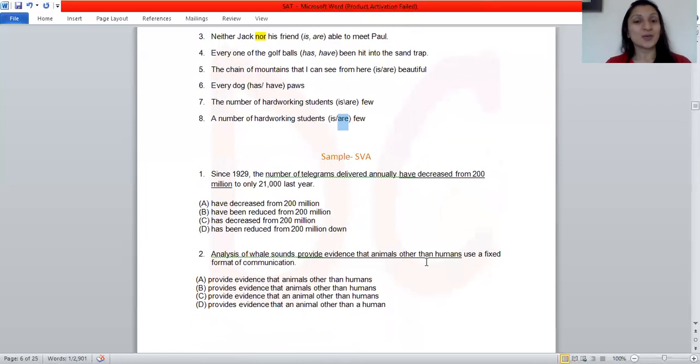Now we are moving to the questions. So let's see how are subject verb questions. You will not be given a sentence only.